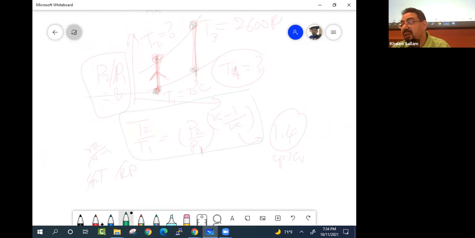Yes, B1 is atmosphere. That's correct. 1 bar. Let's call it 1 bar. Correct. We have B2. But how does that tell us about T2?